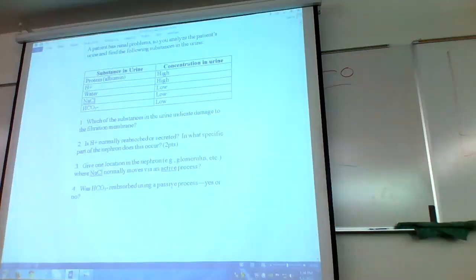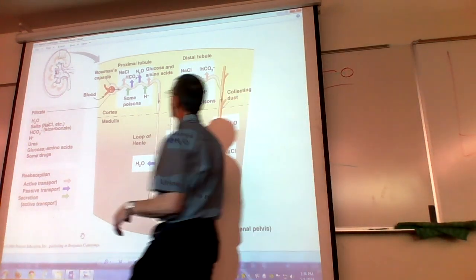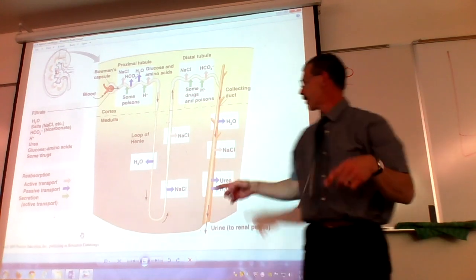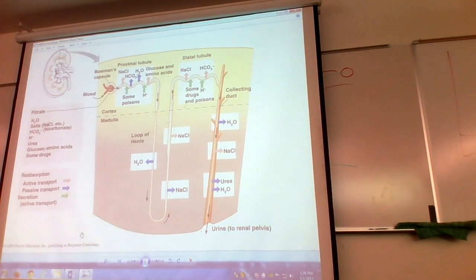So if you have a location party, your NaCl moves by an active process. Yeah. NaCl active, you can put the loop, you can put the PCT, you can put the DCT, you can put the collecting duct. So anywhere? Basically anywhere, right? All four places.